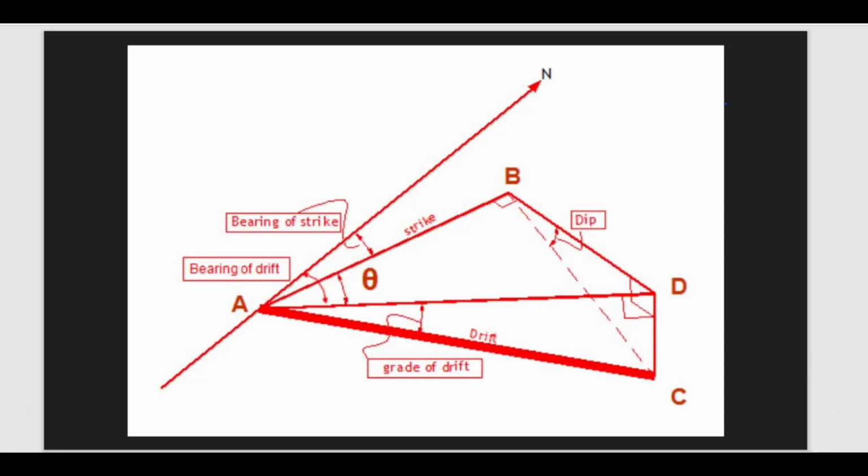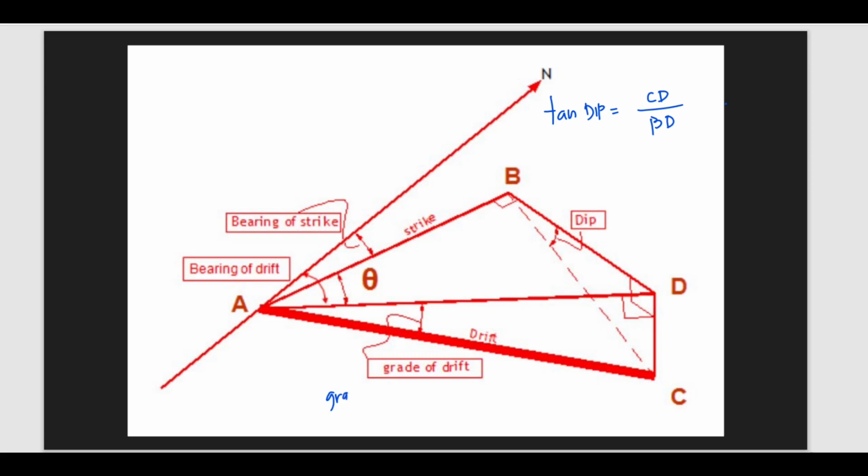Hello everyone. Let us now proceed to the computation of the dip of the plane of the vein and also the bearing of the strike. We've seen this figure before in the previous slides. In order to calculate the dip, you will just use the tangent of theta. Let's write that out. Tangent of the dip is equal to CD, the opposite, over the adjacent, which is BD. So you can solve the dip using that.